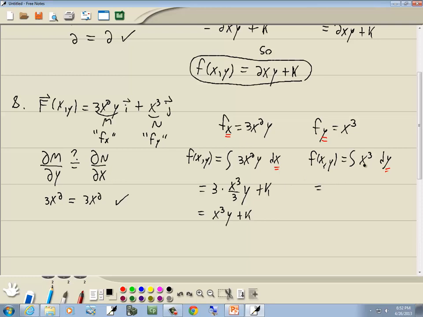Now over here, we're integrating with respect to y, so there is no y, so we just got x to the third y plus k. So our potential function, we merge these together. Again, if they have any items that are the same, we don't repeat it. So we'll just write down x to the third y once plus k. And that's our answer.